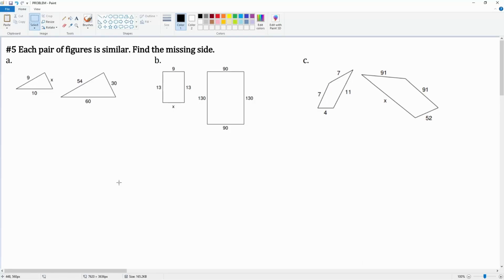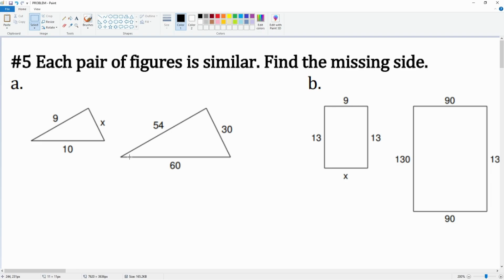Section 7, number 5. Each pair of the figures is similar, and you're going to find the missing side. Because the figures are similar, we can set up a scale. We can compare their scale factors or the ratios to solve for x. Okay, I'm just going to draw a couple of things to get it oriented.